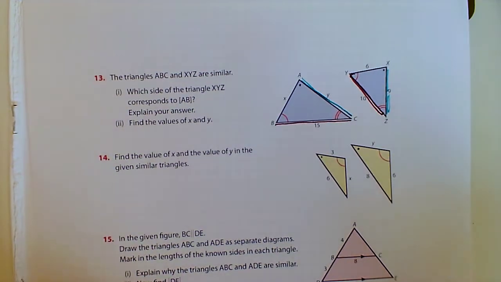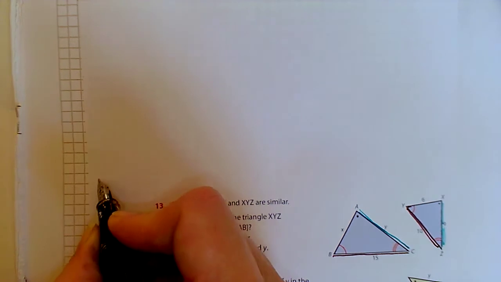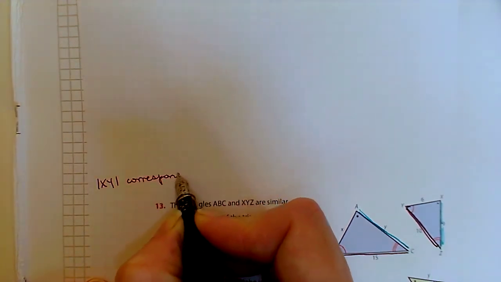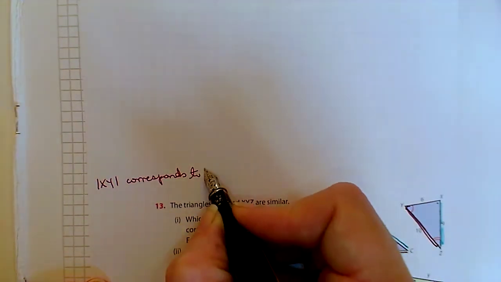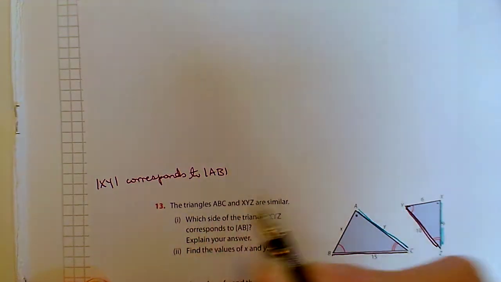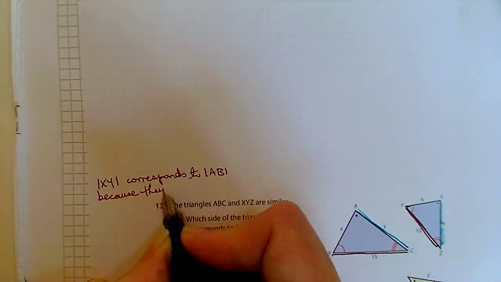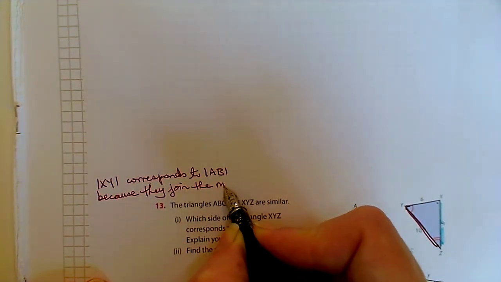And they want us to explain our answer, so we need a little bit more space. XY corresponds to AB because they join the matching angles.